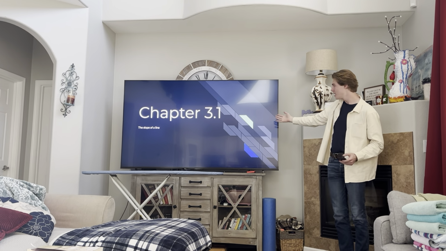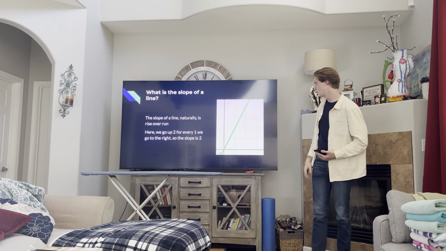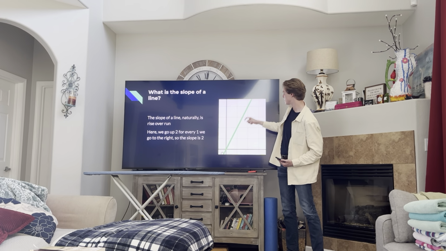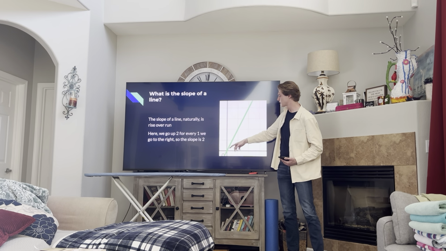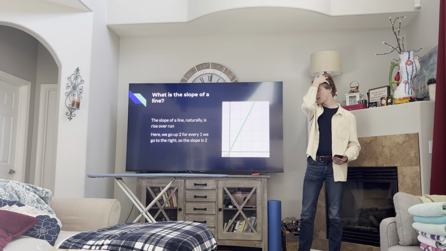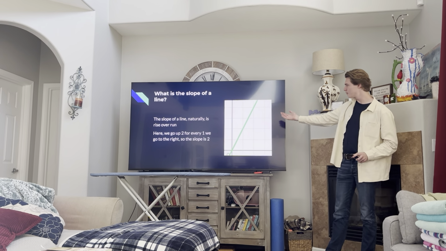Okay, look at this line, okay? You know how to calculate this. You've all taken Algebra 1. It's rise over run, right? This one goes up 4 and goes across 2. Goes up 2, goes across 1, right? So the slope is 2, because it's up 2 over 1 across. So, easy. The slope formula.